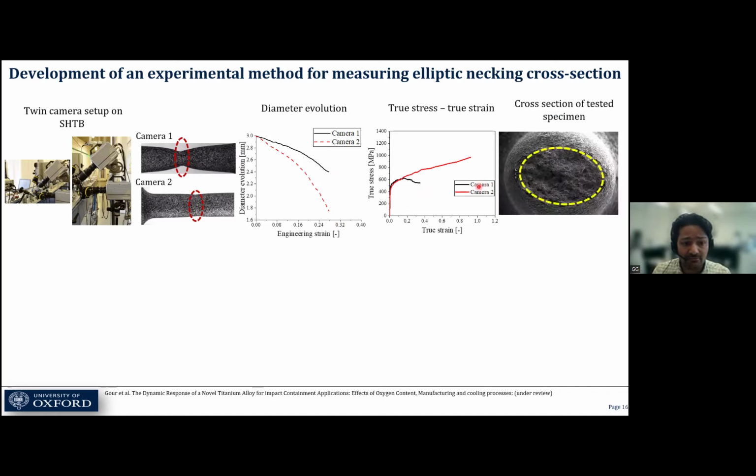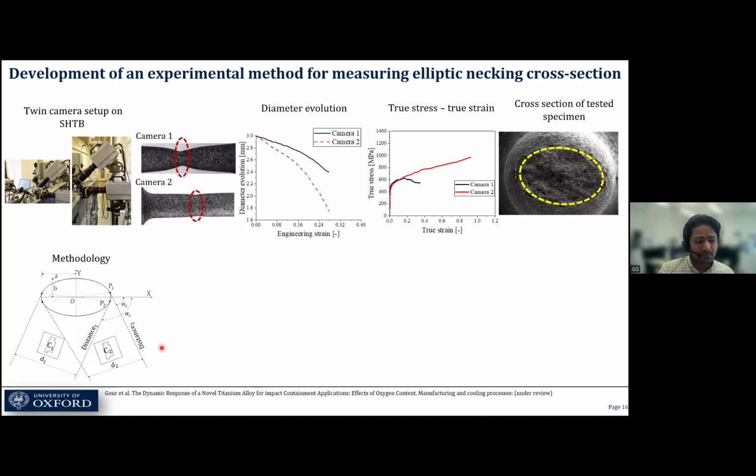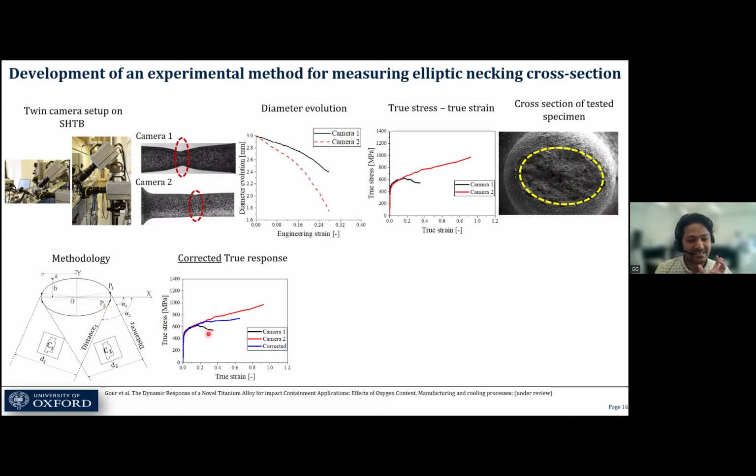If you measure the cross section as well, we see quite beautiful ellipticities indicating the anisotropy. Therefore, I adopted a method proposed for quasi-static conditions in the literature, which requires two cameras with a known distance and known diameter, and helps you measure the anisotropy angle. Based on this information, I can measure the semi-minor and semi-major axes of the ellipse, which helps me estimate the area and gives me the correct true response.